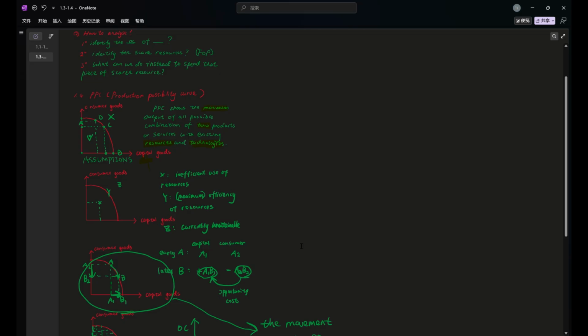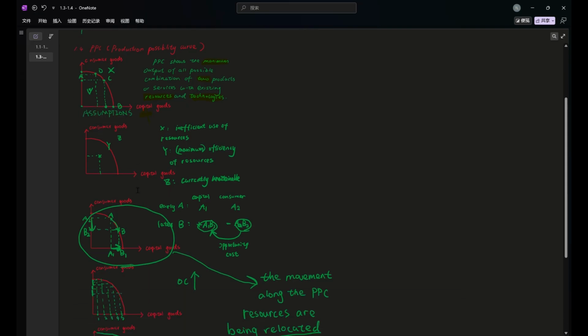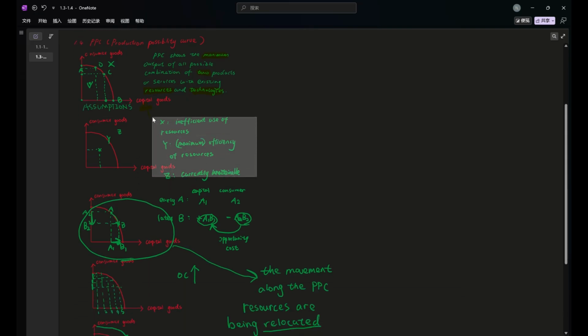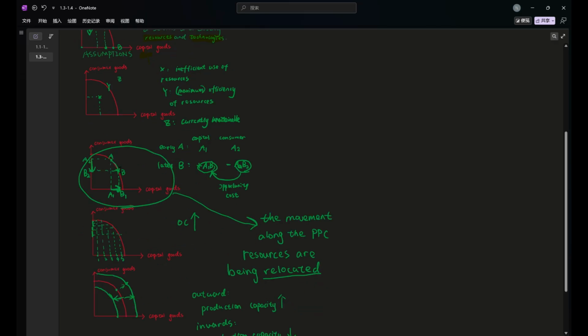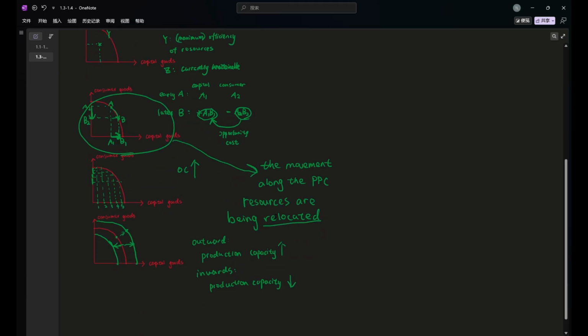Of course, I have prepared a little exercise for you. Exercise is very important. We learned about the definition. We know that we have a lot of assumptions. We learned that we have different points, and they have different meanings. X, Y, D stand for different meanings. And we learned about the movement along the PPC curve. This is related to opportunity cost. We can show opportunity cost in the graph, and it is actually increasing to some extent.